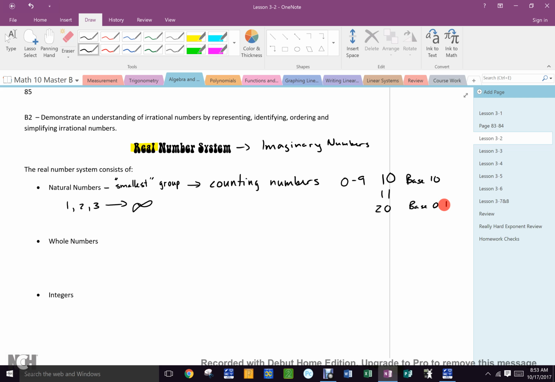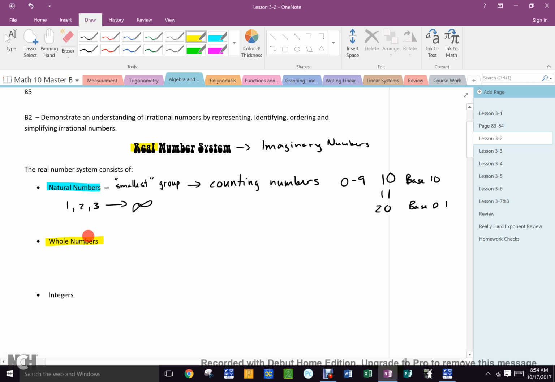And of course, we can count in any other base as well. Security is often done in base 7, hexadecimal, which you have seen if you have played with computer security settings anywhere. All right, so we're cool with that? Okay, so that's the natural numbers. I'm going to highlight them because that's one of the terms you need to know. Now I'm going to highlight the next one, whole numbers.